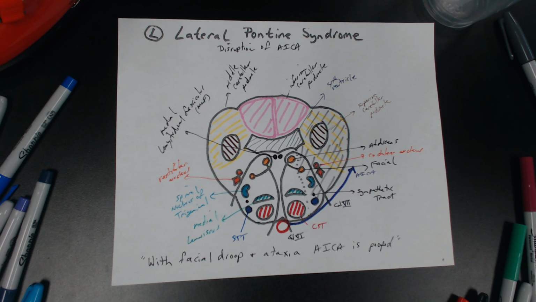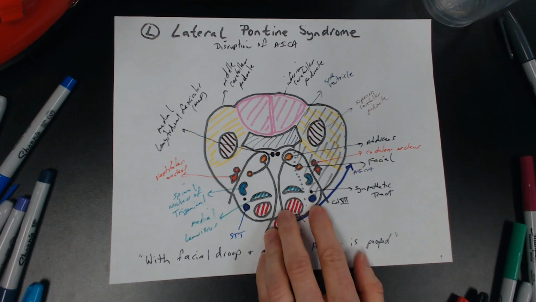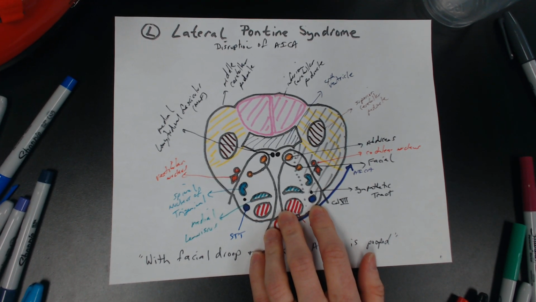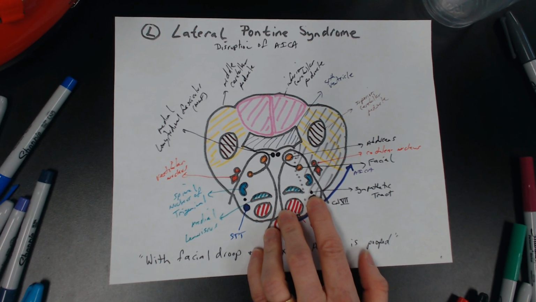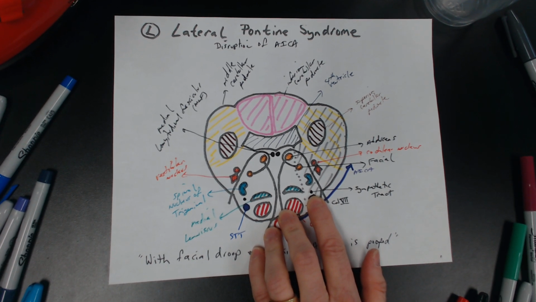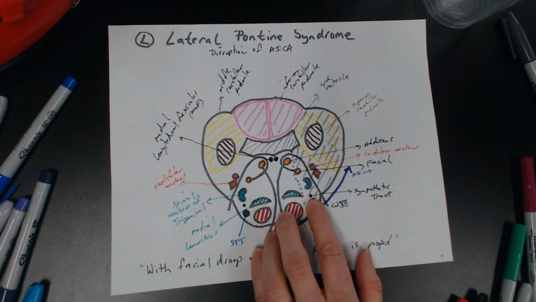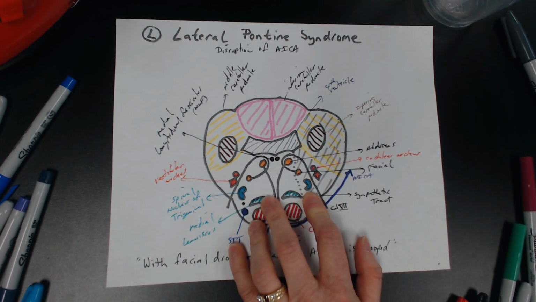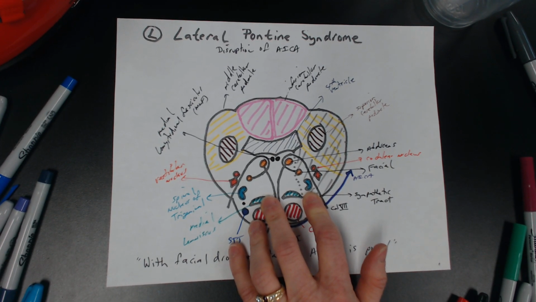Questions? Yes? Absolutely. Patient presentation. STT is going to be disrupted, so you're going to get a loss of crude touch, pain, and temperature. The sympathetic tract is going to be affected, so you're going to have a patient presentation of Horner's syndrome: miosis, ptosis, and anhidrosis. The spinal nucleus of trigeminal has been affected, so you're going to have an absence of sensory information coming from the face.